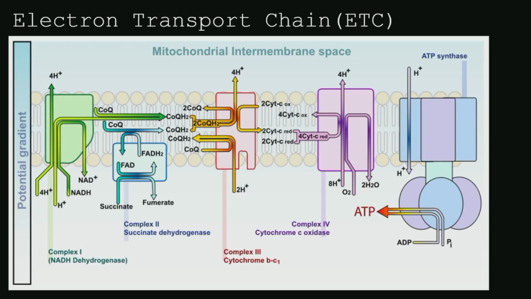Alright, so let's talk about the electron transport chain. Now this is the mitochondrial intermembrane space. So this would be the inside, if we drew a mitochondria. Well, there's my poor depiction of a mitochondria. And this would be the mitochondrial matrix, and this would be the inside. This would be the middle, but not like the outside. Alright.